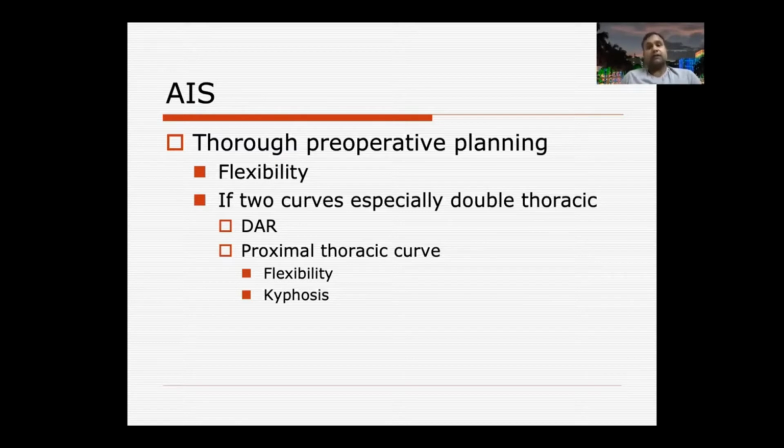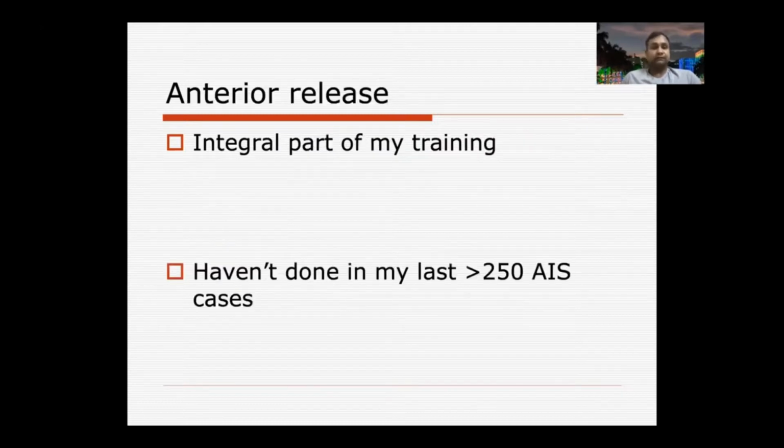In the proximal thoracic curves, I always look at the flexibility of that curve because that curve usually is quite stiff, and the amount of correction which we get by the posterior column osteotomies is quite less in the proximal thoracic curve. I also look at the kyphosis in the proximal thoracic curve, and I will discuss why it is important when you plan releases in your surgery.